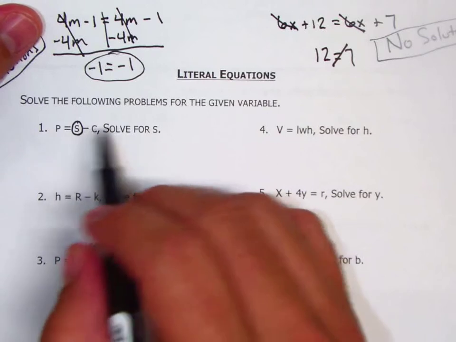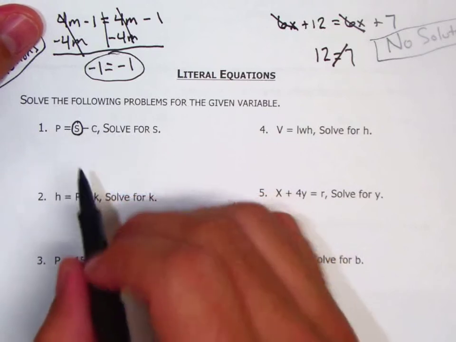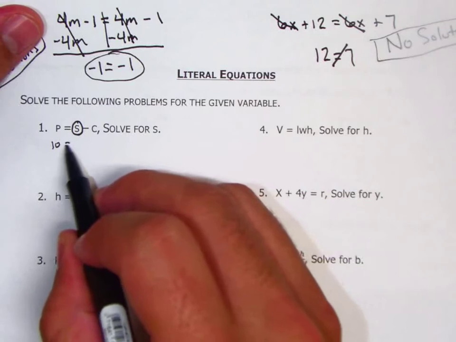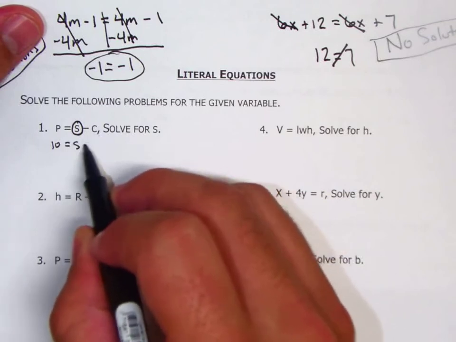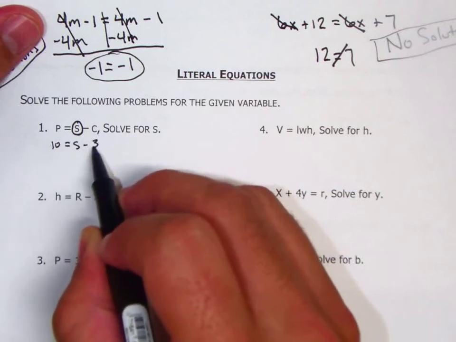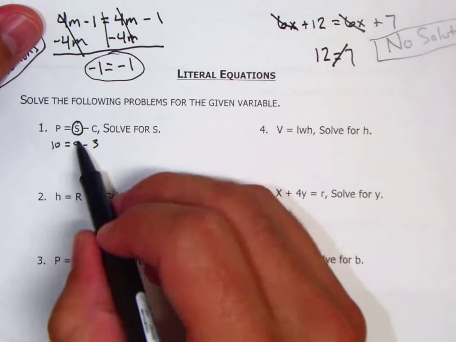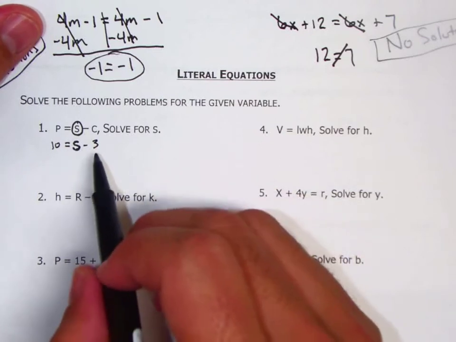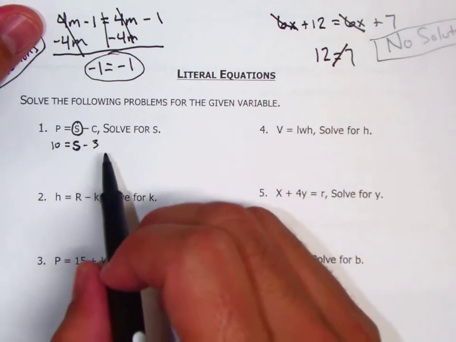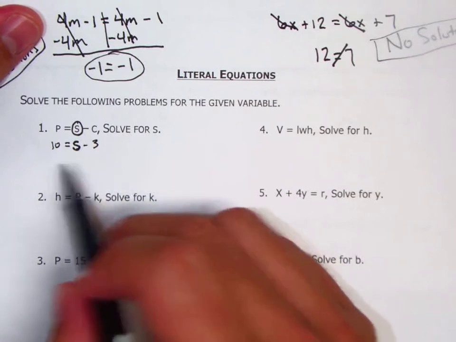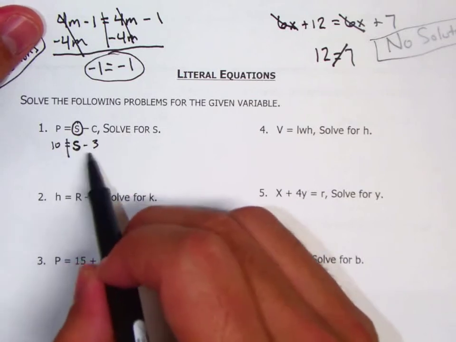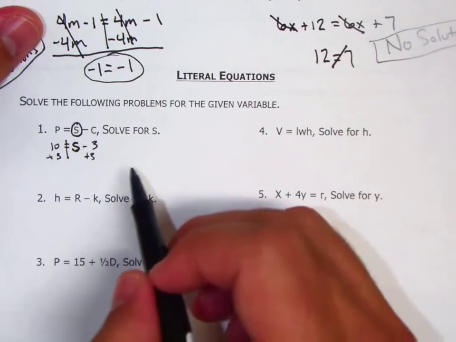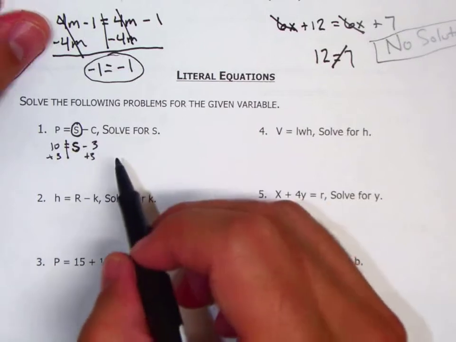Now let me just show you. I'm just going to pretend that P is 10 and C is 3. This is an S, not a 5. How would you solve it? Well, if this is the case, you know what to do now. I know that I need to move this negative 3 over. I need to add 3 to this side. Correct? We know what to do because there are numbers there.